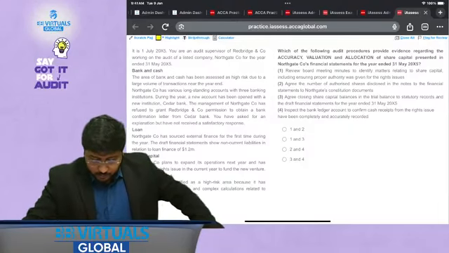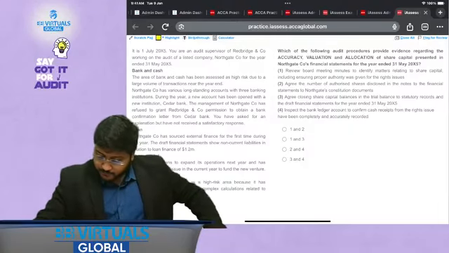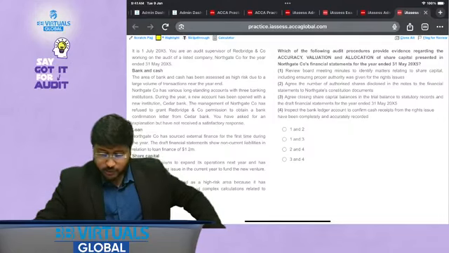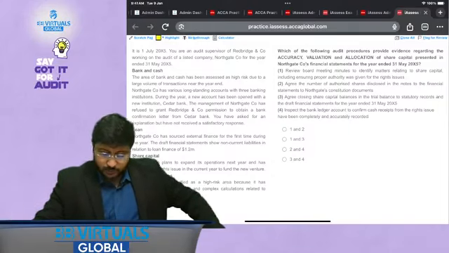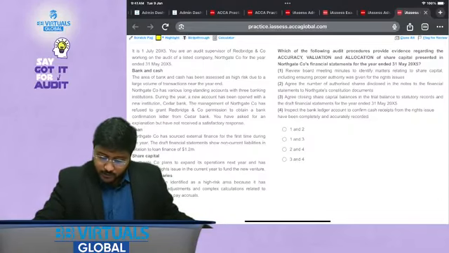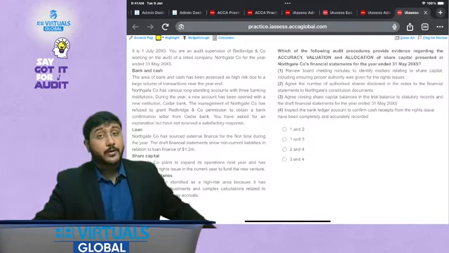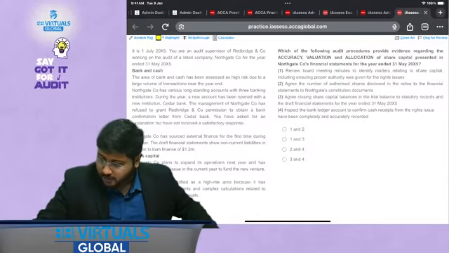Now agree the number of authorized shares disclosed in the notes to the financial statements to Northgate's constitution documents as in the registration documents. For that also, I would not say that it is related to accuracy, valuation or allocation. That is why I am rejecting this option. Now the third one, agree closing share capital balances in the trial balance to statutory records and the draft financial statements. So closing share capital balances. Now this is not talking about the number of shares, this is talking about the balance. So this should be the right option, option 3.